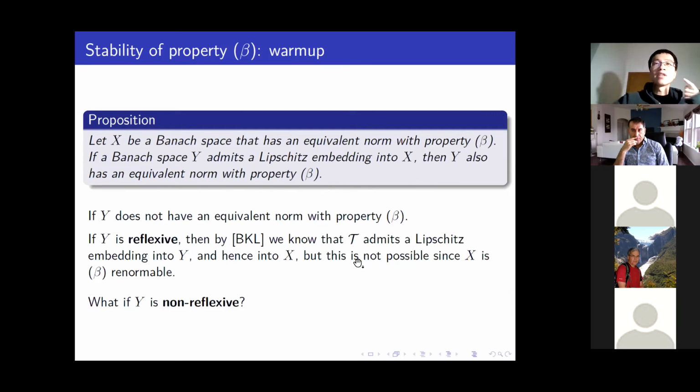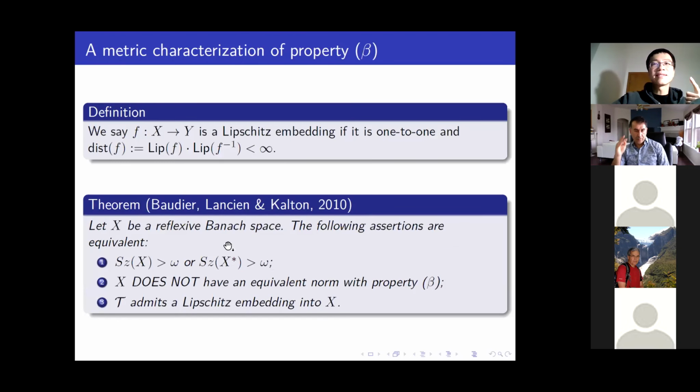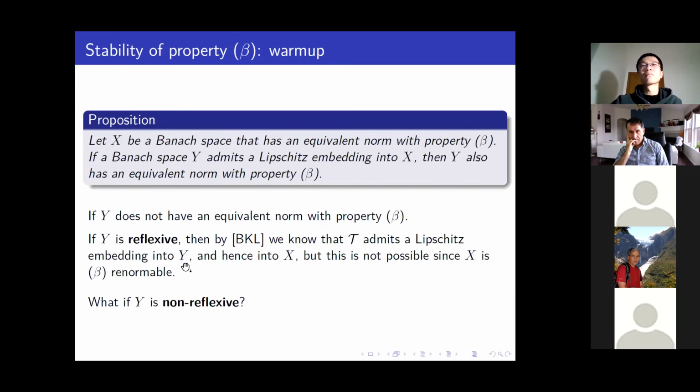Case one is if Y is reflexive. For a reflexive space which doesn't have an equivalent norm with property beta, by this characterization, you know that the countably branching tree admits a Lipschitz embedding into Y, and hence into X, because Y admits a Lipschitz embedding into X. So the tree actually Lipschitz embeds into X, but this is not possible because X has property beta. Okay. Now the other case is Y is non-reflexive. So what if Y is non-reflexive?